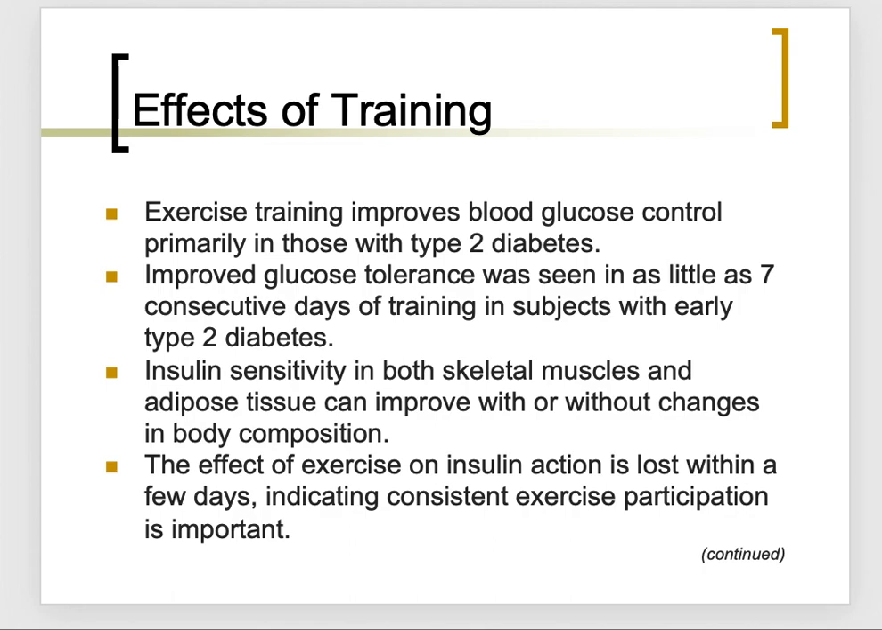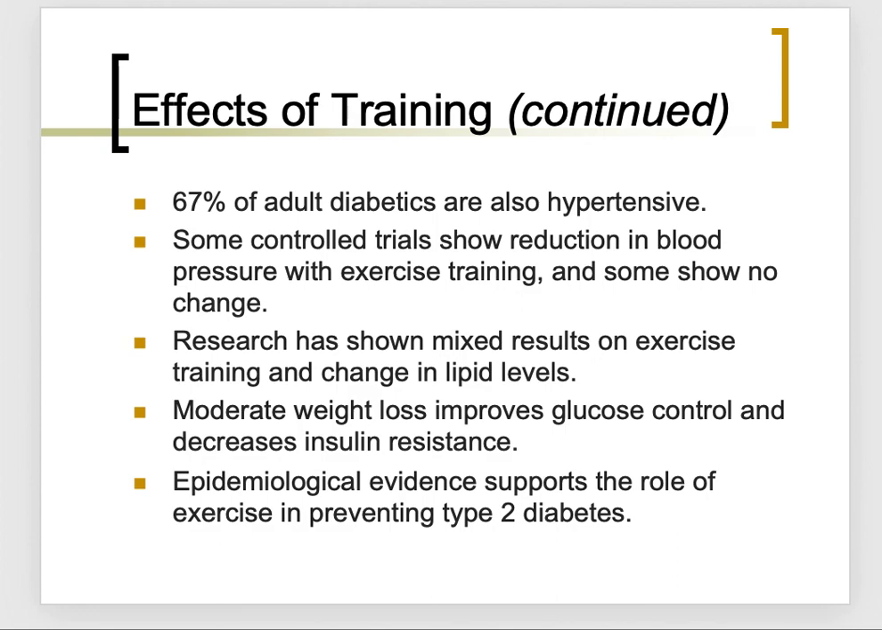Insulin sensitivity in both skeletal muscles and adipose tissue can improve with or without changes in body composition. The effect of exercise on insulin action is lost within a few days. Beyond 48 hours with no exercise, they begin to lose all the benefit they had with doing the aerobic training session. 67% of our adults that are diabetics are also hypertensive. Remember that silent killer of hypertension, high blood pressure. Some control trials show reduction in blood pressure with exercise training, and some show no change at all. So research has shown some mixed results on training with change in lipid levels.